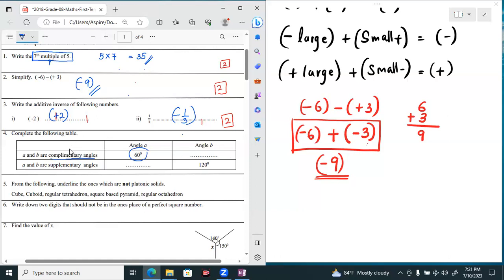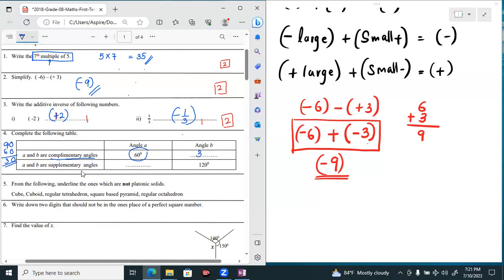We know that complementary angles are a pair of angles where the sum of the two angles equals 90 degrees. Right? Then angle B should be 90 subtract 60. What is the answer? 30. Then angle B should be 30 degrees.